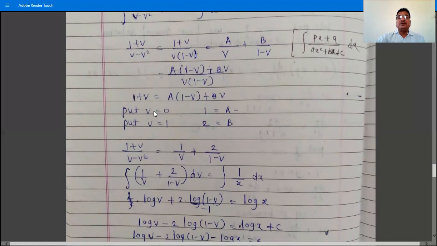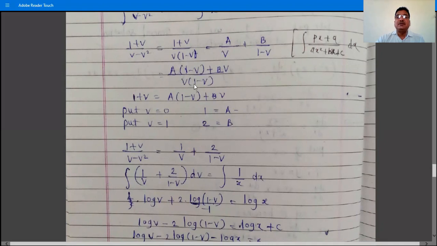So v is equal to 0. Substitute v as 0, the first root of this equation. So we have 1 is equal to a into 1, because the coefficient of b is 0. So a is 1. And now substitute v as 1.